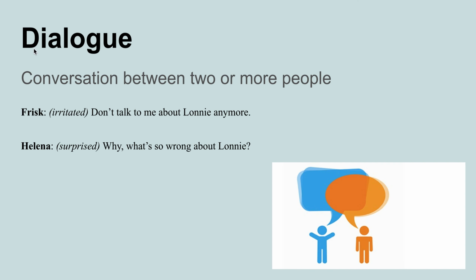The next vocabulary term is the word dialogue. And a dialogue is a conversation between two or more people. In the example here, we have Frisk talking to Helena. And Frisk says, don't talk to me about Lonnie anymore. And Helena says, why? What's so wrong about Lonnie? Because this is two people talking to each other, it is called a dialogue. And we know that it's two people because this root word die means two.